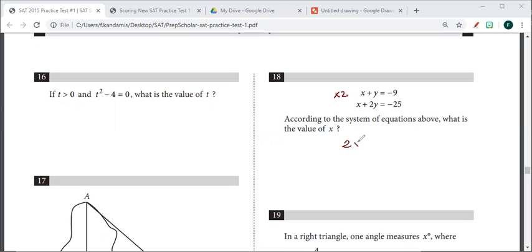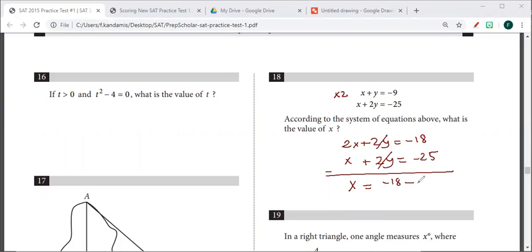So it becomes 2x plus 2y equals -18. I'm multiplying everything by 2 in the first equation, and the second equation is just kept as it is. Now I have the same y values here, so I can just subtract one from the other. 2x minus x equals x, and 2y minus 2y is gone. Minus 18, be careful here, minus 25. So it becomes minus 18 plus 25, which is 7. This is the correct answer.